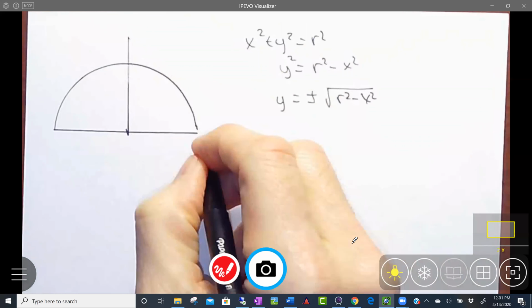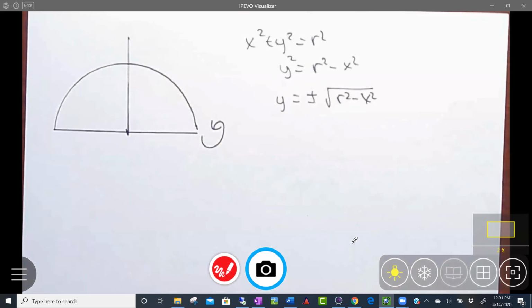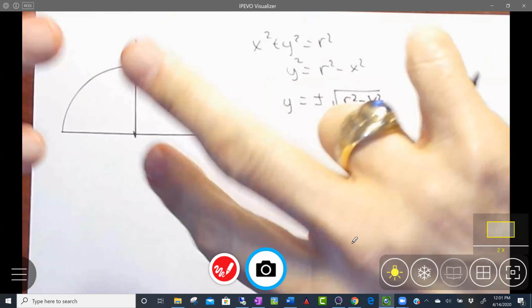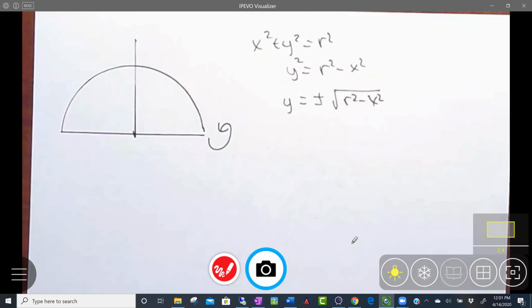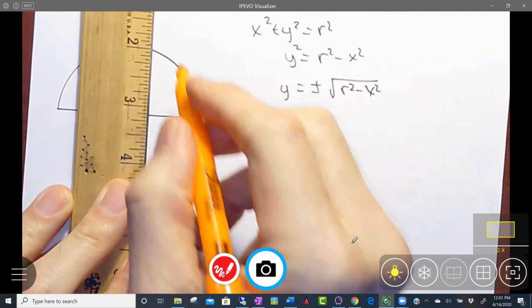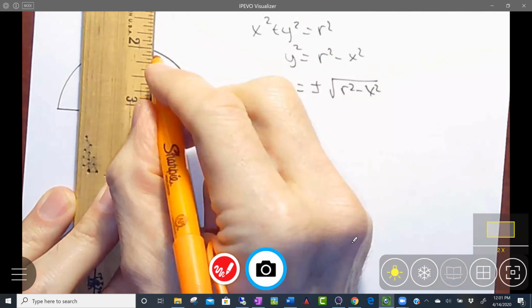If we take this and rotate it around the x-axis, can you use your mind's eye to see what's going to happen? We end up getting a sphere. Now, sometimes, depending on the particular problem, it becomes really tough to envision what these things look like when you rotate them around an axis.